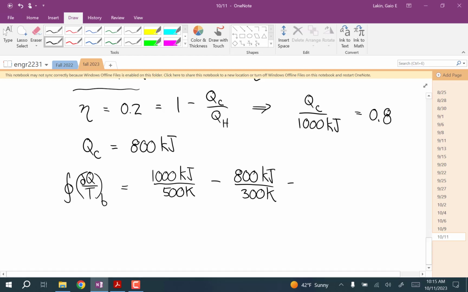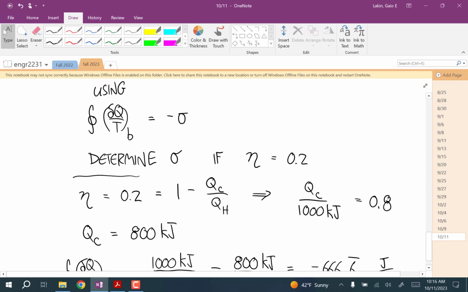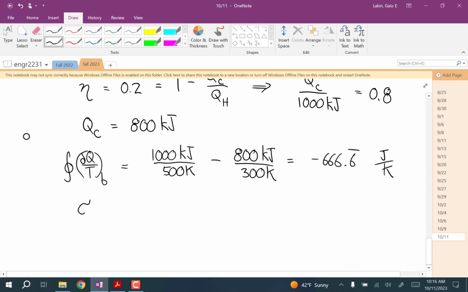And so what you get if you divide that out is negative 666.6 repeating joules per Kelvin. From the definition of sigma, this is equal to negative sigma. And so sigma is equal to 666.6 repeating joules per Kelvin.